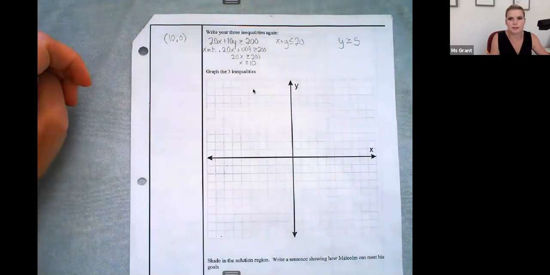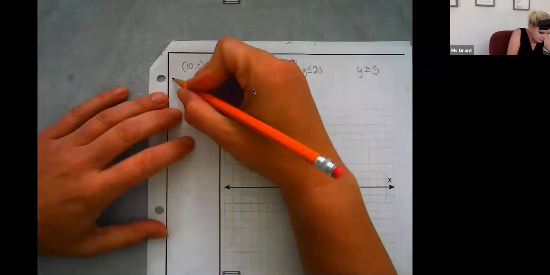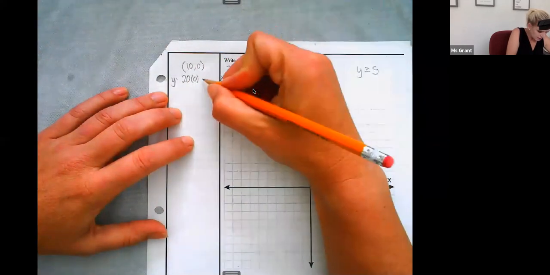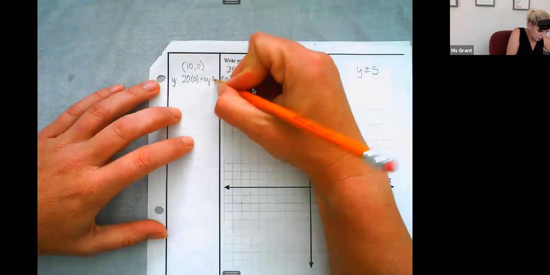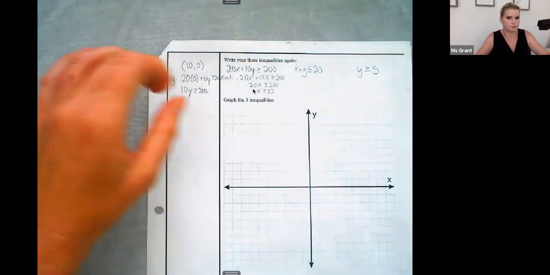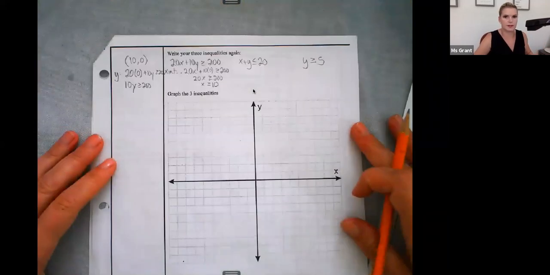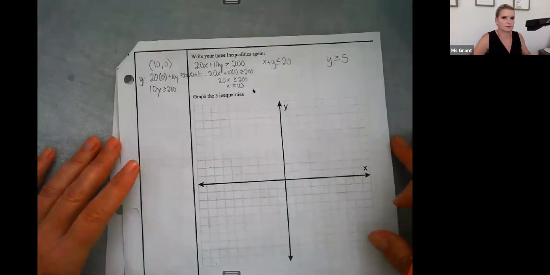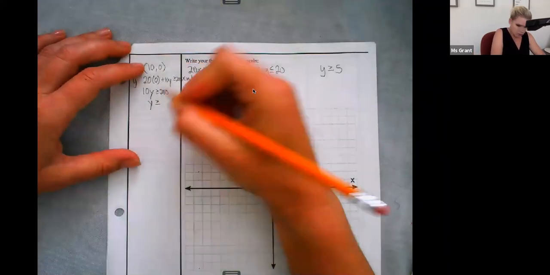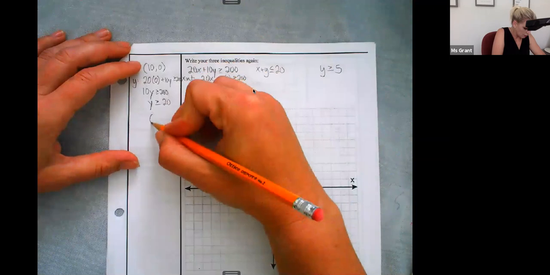My y-intercept, make sure you can see this. My y-intercept, I'll plug in 0 for x. 20 times 0 plus 10y is greater than or equal to 200. 10y is greater than or equal to 200. Then, let me try and tilt this a little bit because I'm looking at you sideways. Okay, that's better. Y is greater than or equal to 20. I think so. 20. 0, 20.